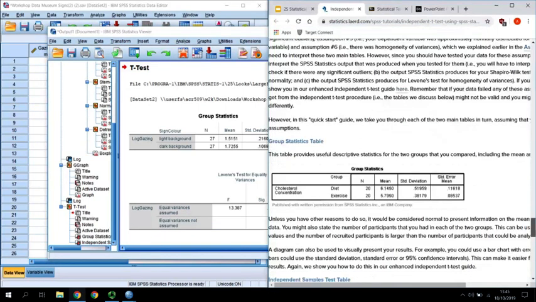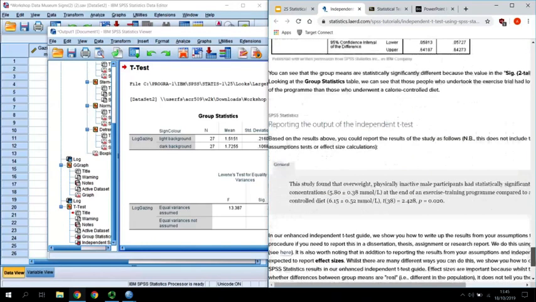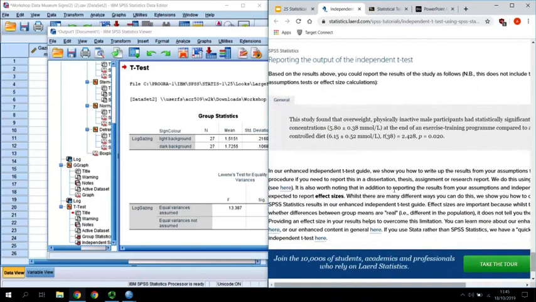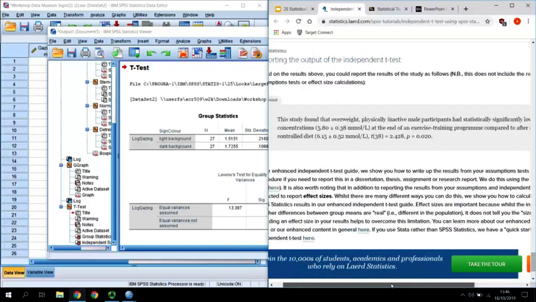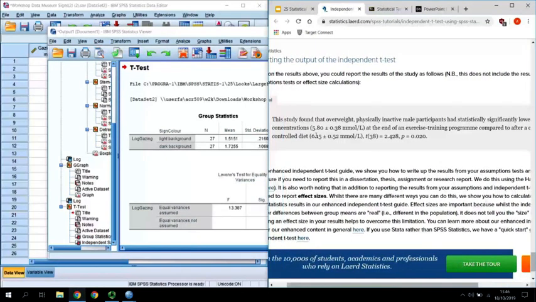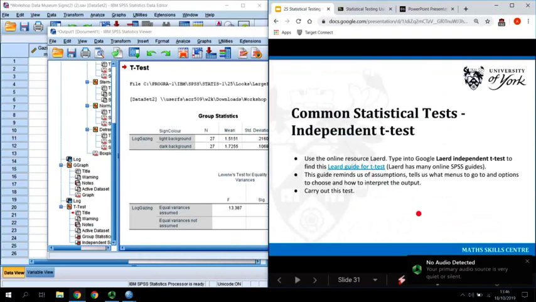In the Laerd guide, they walk you through the output. There'll be other values that you need to pick out. And then they give you an example here. So you can't just copy and paste that table into your report. You need to put it into sentences with the results that look a bit like this. So that's one resource you can use.